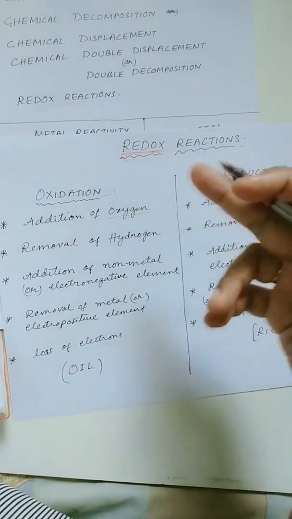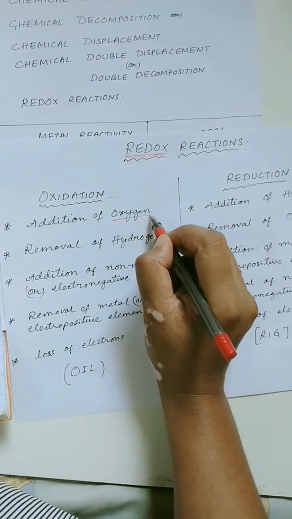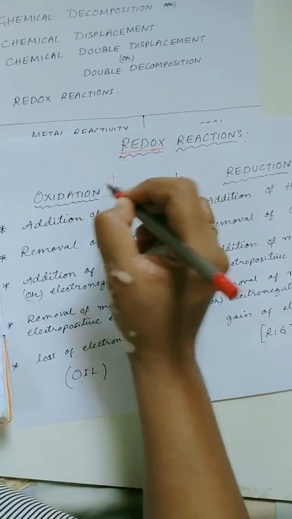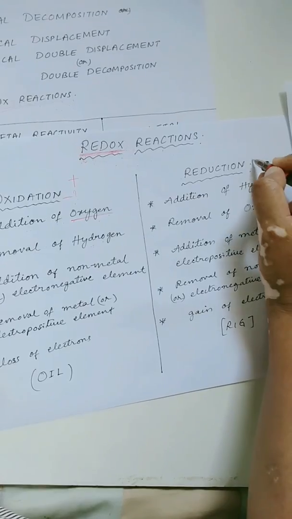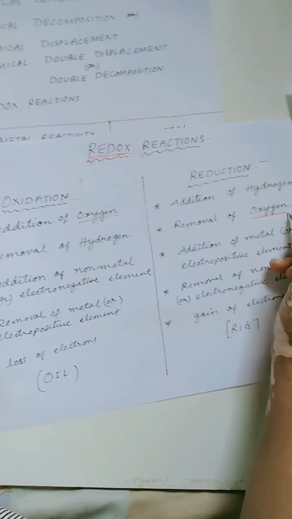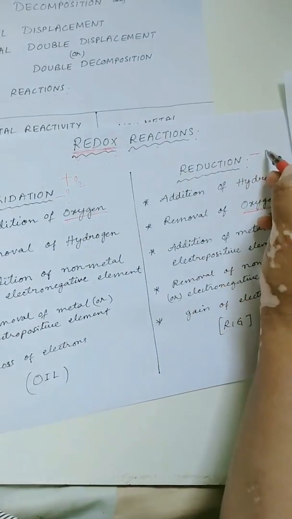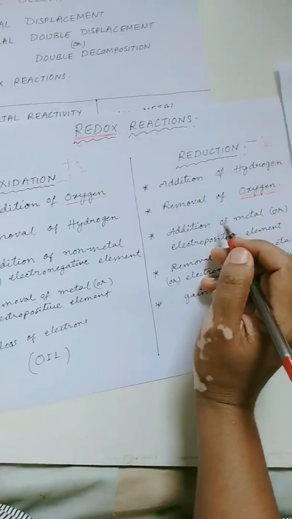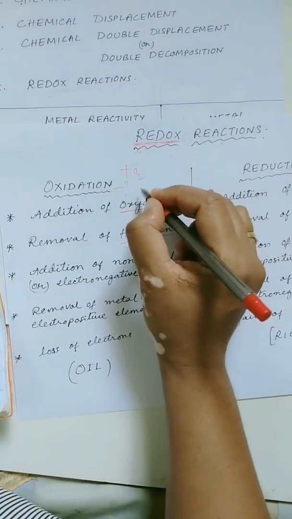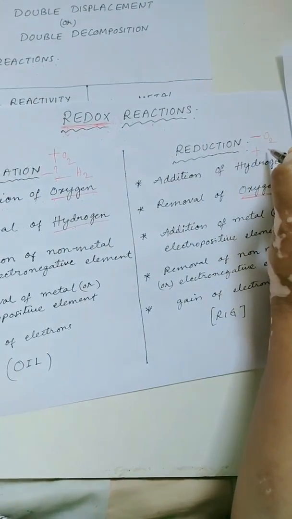I will try saying it in different words now. Please do concentrate. In terms of oxygen, oxidation is addition of oxygen and reduction is removal of oxygen. Can you see? Only in terms of oxygen I am talking about. In terms of hydrogen, oxidation is removal of hydrogen and reduction is addition of hydrogen.